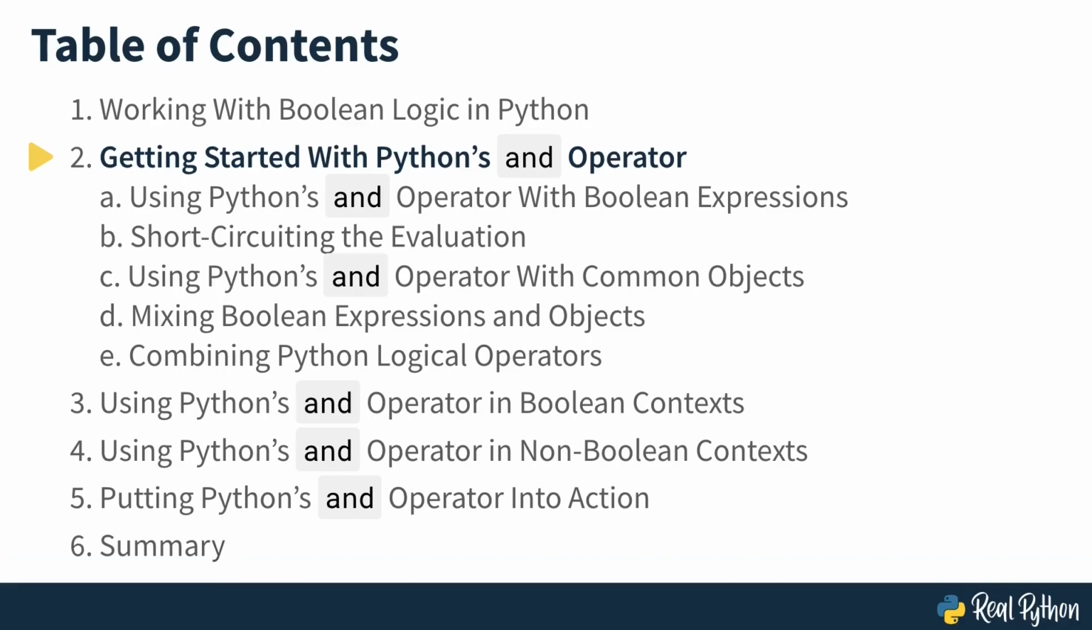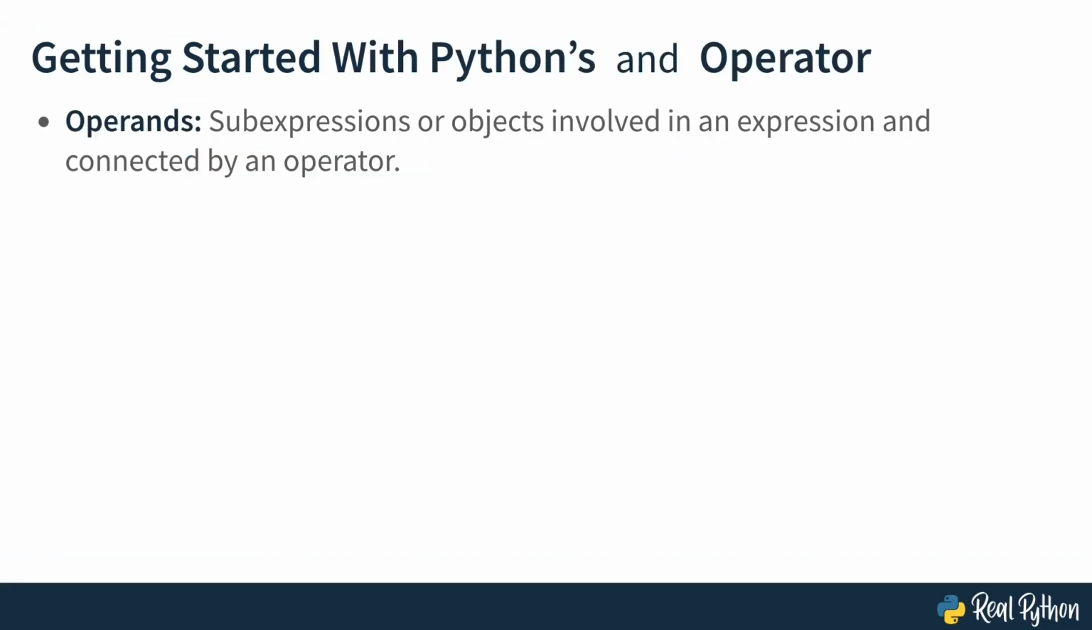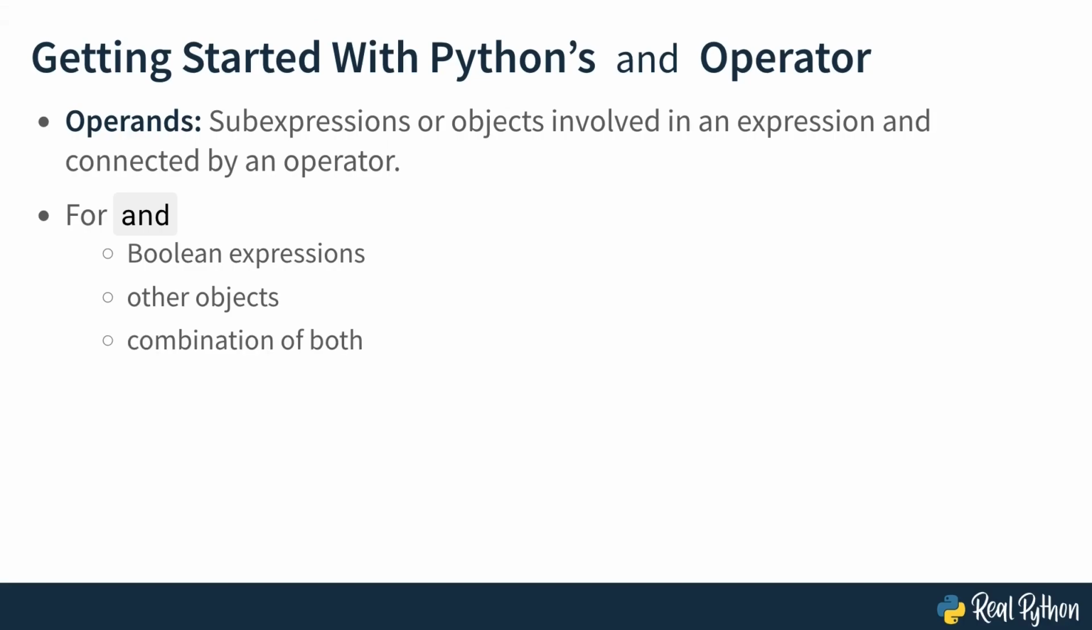In this lesson, you'll see the basic definition of the AND operator. As the word suggests, an operator acts on one or more items which are called operands. For example, if you add two numbers together, those two numbers are called the operands. For AND, the operands can be two Boolean expressions, two other types of objects, which you'll see in future lessons, or even a combination of both. Since it takes two operands, AND is referred to as a binary operator.